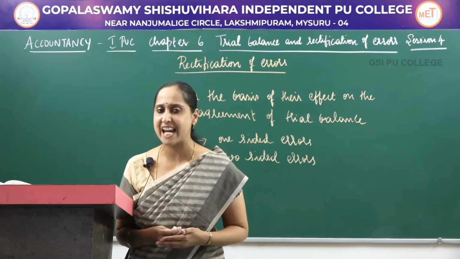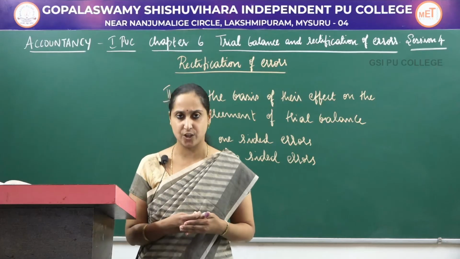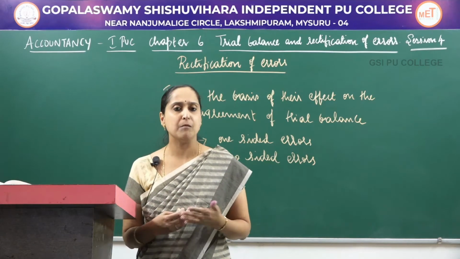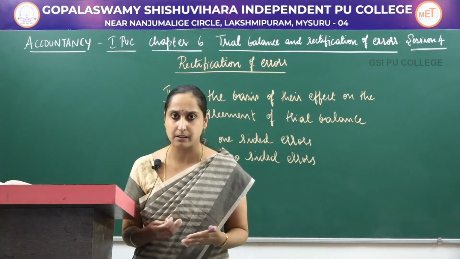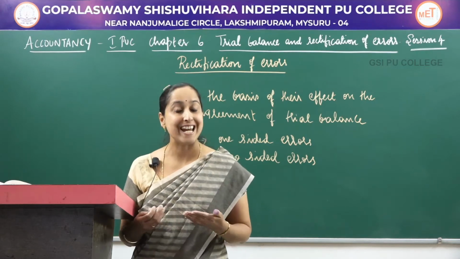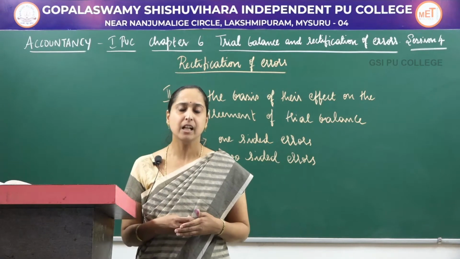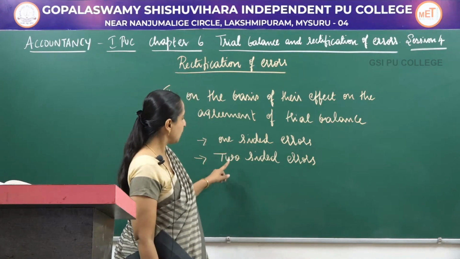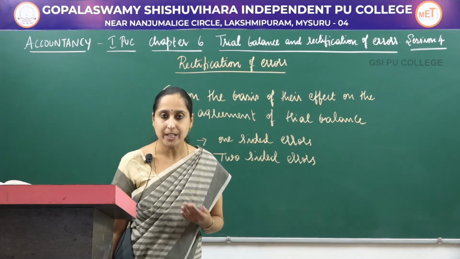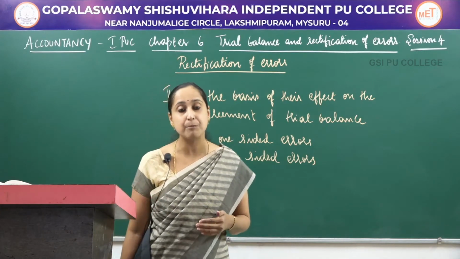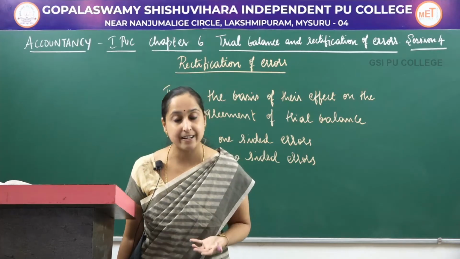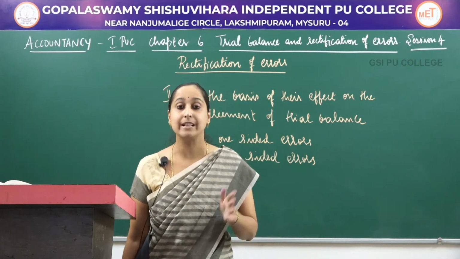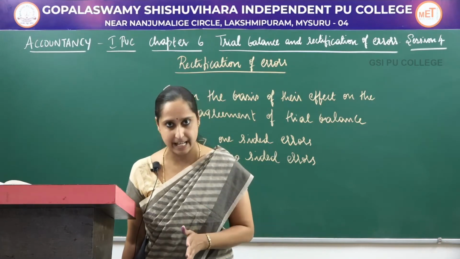For example, mistake in balancing the ledger account, or mistake in totaling the ledger account, or a mistake in totaling the subsidiary books, or a mistake in totaling the trial balance. These are all the examples of one-sided error. Then what is two-sided error? Two-sided error means this type of error, it refers to an error which affects both aspects. It affects both debit aspect and credit aspect.